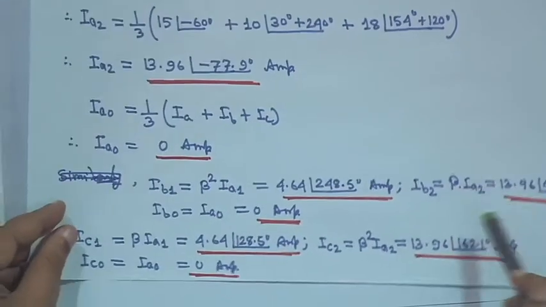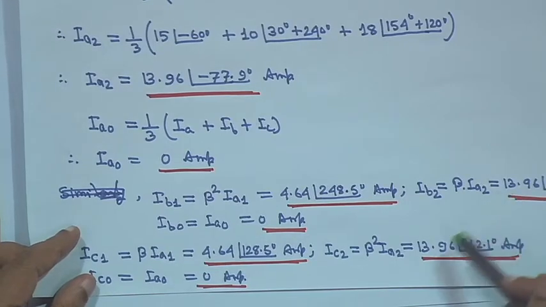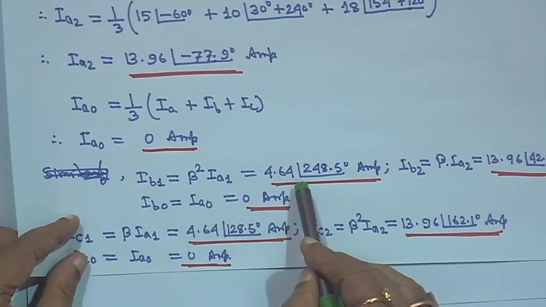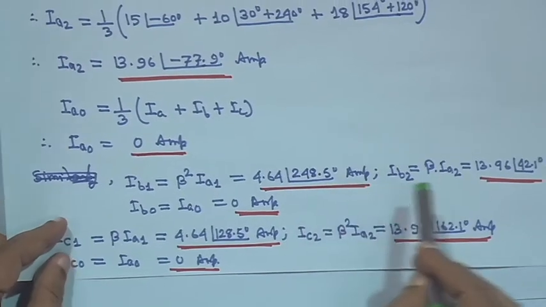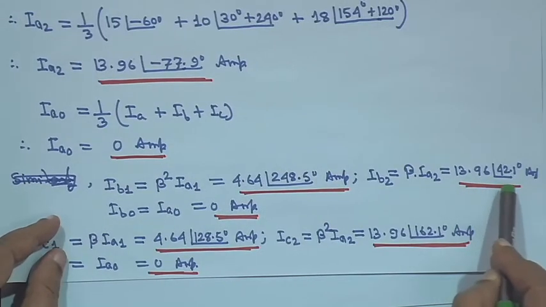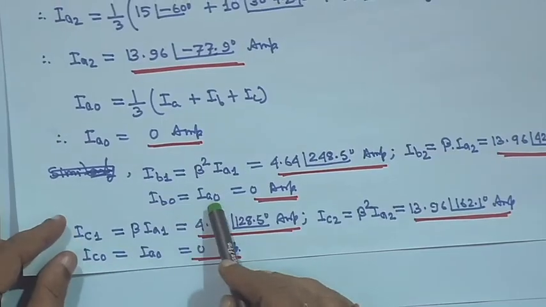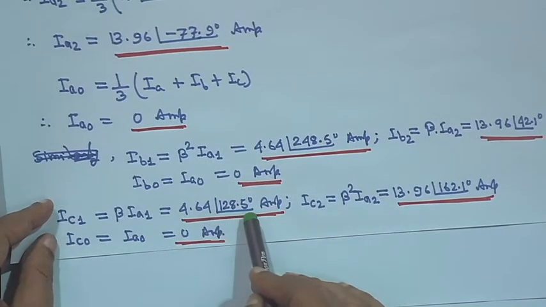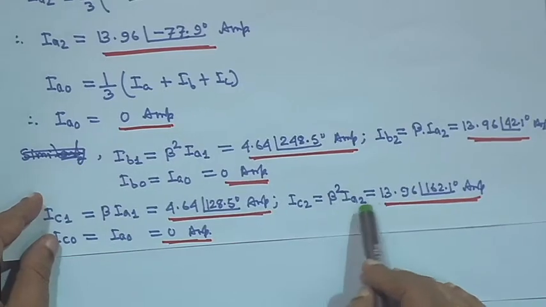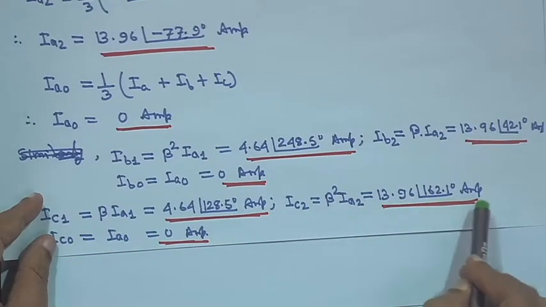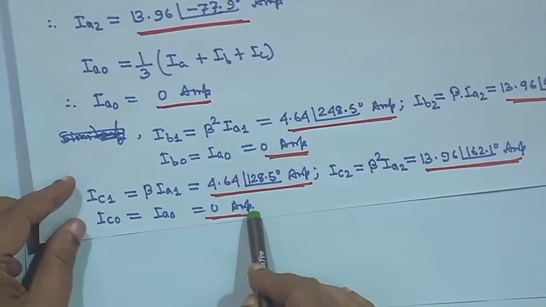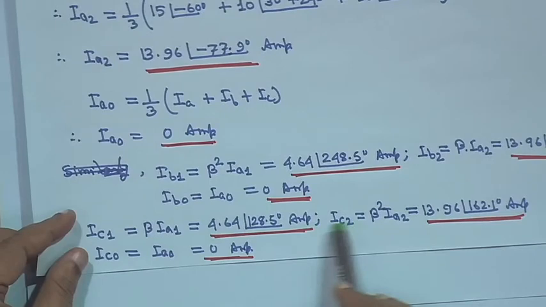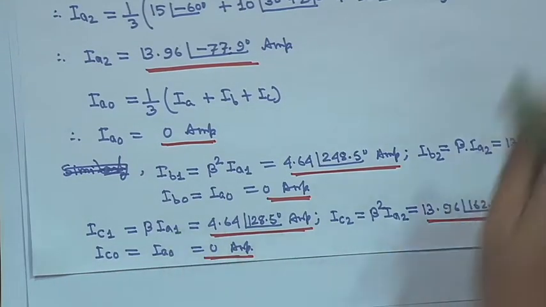Now, we got I A 1, I A 2, I A 0. Now, go to I B 1, I B 2, I B 0, I C 1. We know that I B 1 is equal to beta square I A 1, so this will become 4.64 angle 248.5 degree ampere. We know I B 2 is equal to beta I A 2, that is 13.96 angle 42.1 degree ampere, and I B 0 is equal to I A 0, which is 0 ampere. Similarly, I C 1 is equal to beta I A 1, you will get 4.64 angle 128.5 degree ampere. I C 2 is beta square I A 2, which is 13.96 and its angle is 162.1 degree ampere, and I C 0 is equal to I A 0, which is 0 ampere. So, we got I A 1, I A 2, I A 0, we got I B 1, I B 2, I B 0, we got I C 1, I C 2, I C 0.